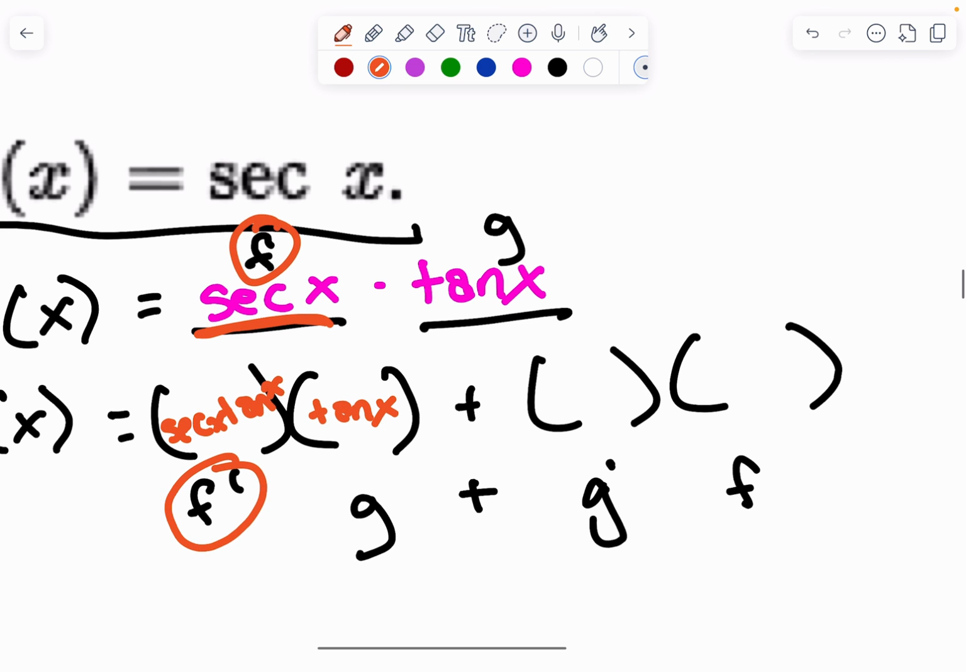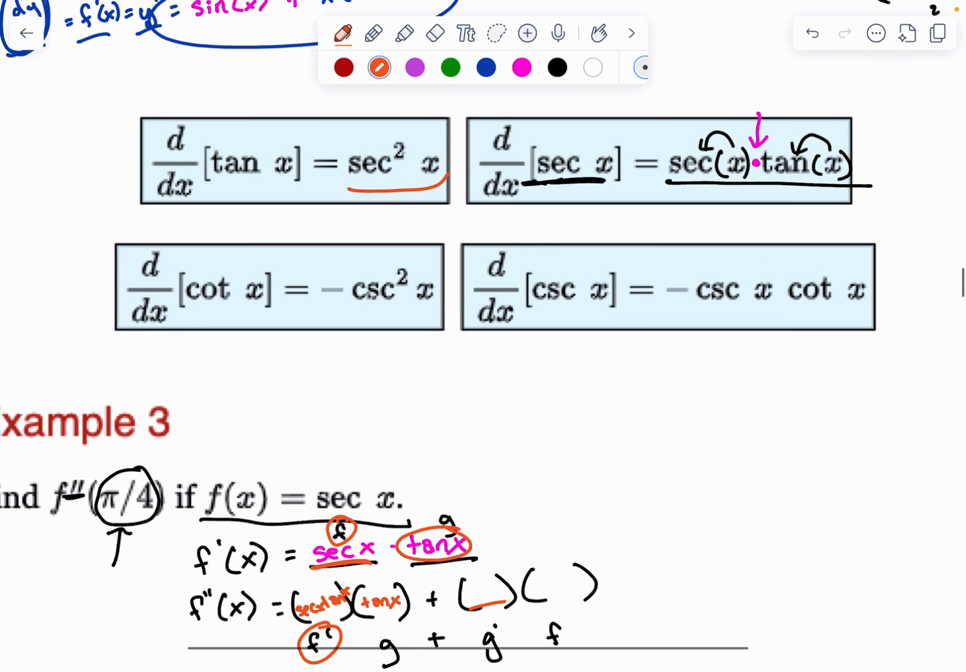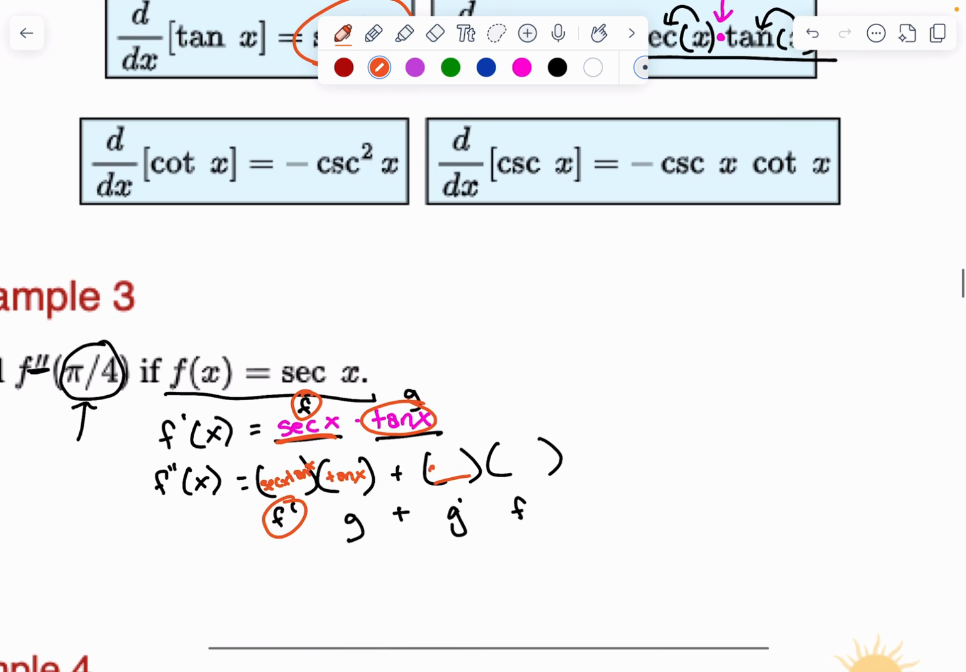And then g prime is the derivative of g, and the derivative of tangent is right here, which is secant squared x, okay? And then they want just f again, which is secant of x, okay? So there is that, all right?